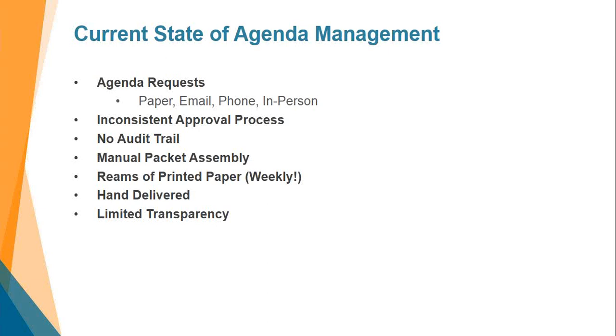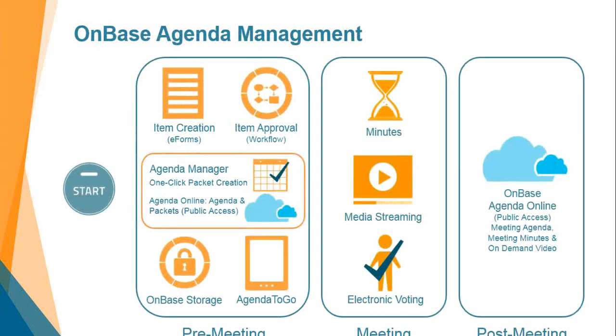In addition, we've got a lot of manual packet assembly. So people are stapling information together. We're getting last minute submissions. We're pulling staples out. We're adding information in, blowing through paper, and we really don't have transparency to the whole process. So in OnBase, OnBase has created a solution that incorporates a lot of these different functions into one solution.